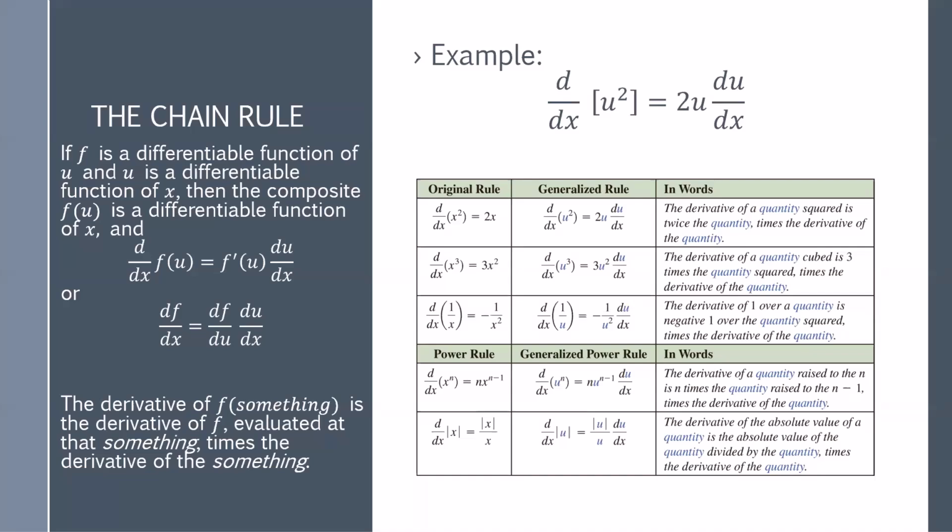Similarly, instead of the derivative of x cubed being 3x squared, the derivative of u cubed is 3u squared du dx. Instead of the derivative of 1 over x being negative 1 over x squared, the derivative of 1 over u is negative 1 over u squared du dx, and so on.